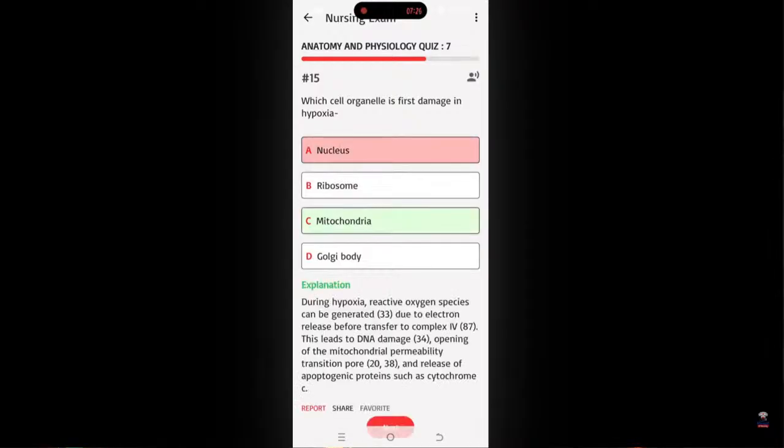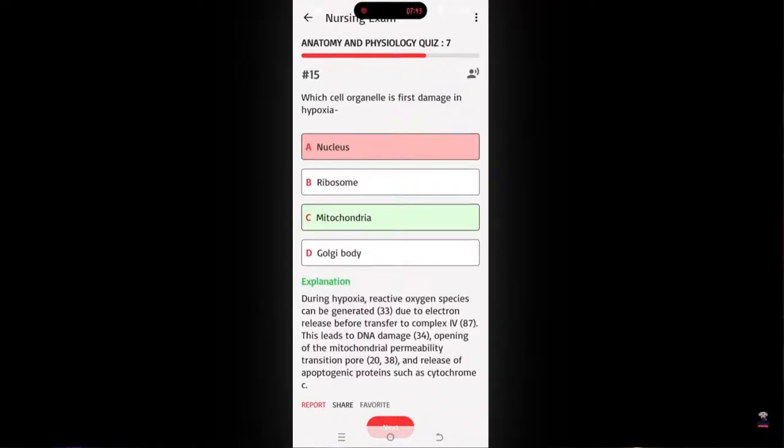During hypoxia, reactive oxygen species can be generated due to electron release before transfer to complex IV. This leads to DNA damage, opening of the mitochondrial permeability transition pore, and release of apoptogenic proteins such as cytochrome c.